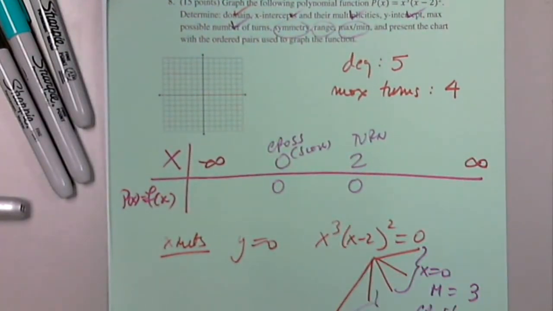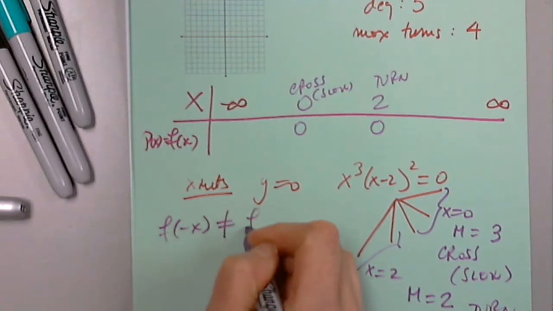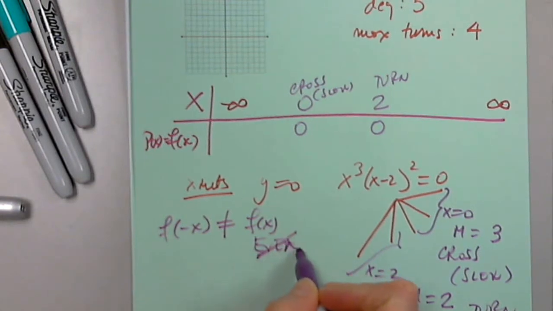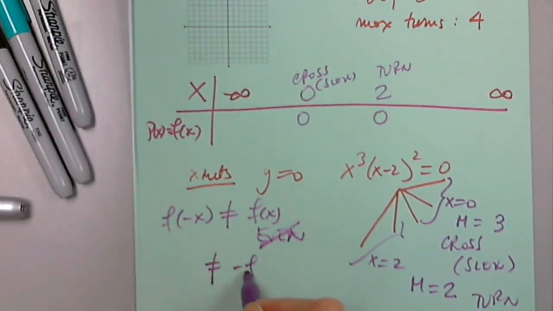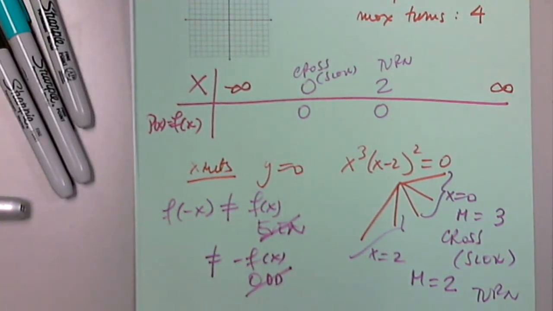If a function crosses at 0 and then turns at 2, it cannot be symmetric. But I have to write that like f of negative x does not equal f of x, which means not even, and does not equal negative f of x, which means not odd. So the function is not symmetric. We're not talking here about a quadratic function that has an axis of symmetry. We are only talking about whether the function is symmetric with respect to the y-axis or potentially with respect to the origin. So it's not symmetric at all.